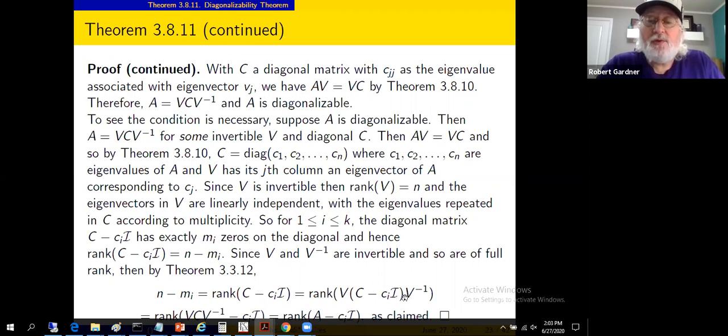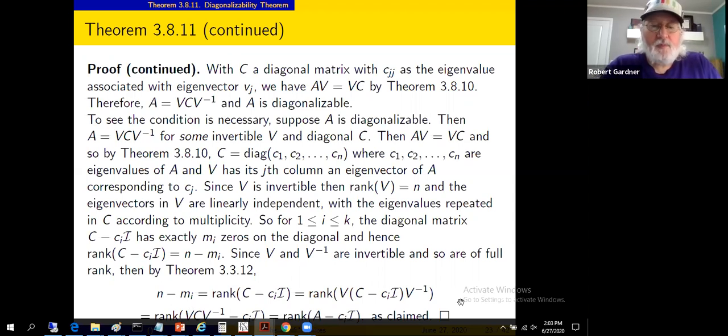If we distribute the V and the V inverse, that'll produce the rank of V C V inverse. Here the V and the V inverse and the identity will all get together, leaving us with nothing but an identity there. V C V inverse, well, that's matrix A, so we can replace this with A minus C sub i times the identity. We've shown the rank of A minus C sub i times the identity is n minus m sub i, and that was the claim.